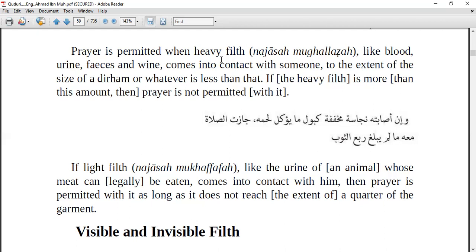So he mentions in najasa mughallaza the example of blood. Remember, by blood he refers to ad-damul masfur, the blood that flows out of an animal when it is slaughtered, or the blood that flows out of a human body when a person is injured. As far as the blood that remains on the meat after you've slaughtered an animal, that's clean. That's not impure. So if it comes into contact with your body or clothes, consider them clean. That's not a problem.